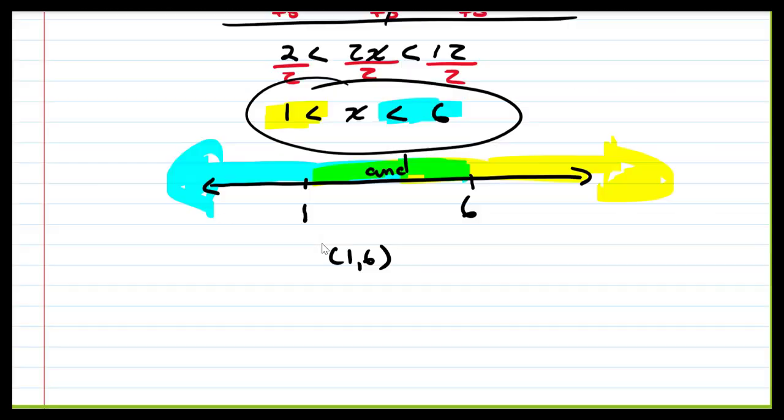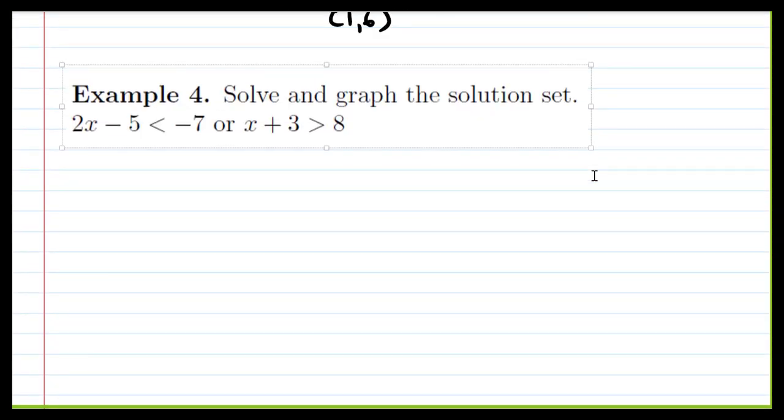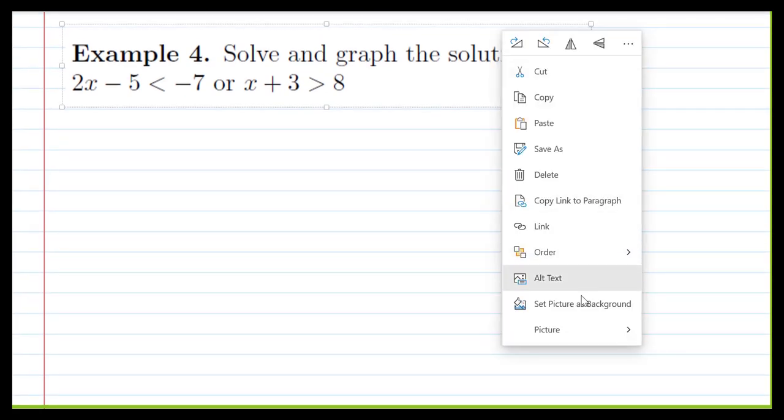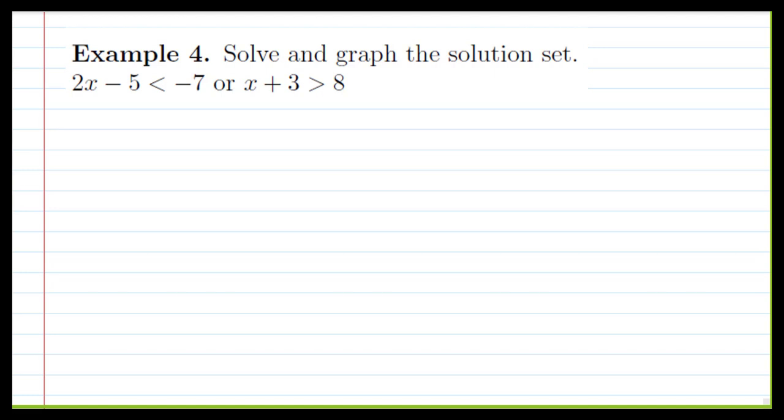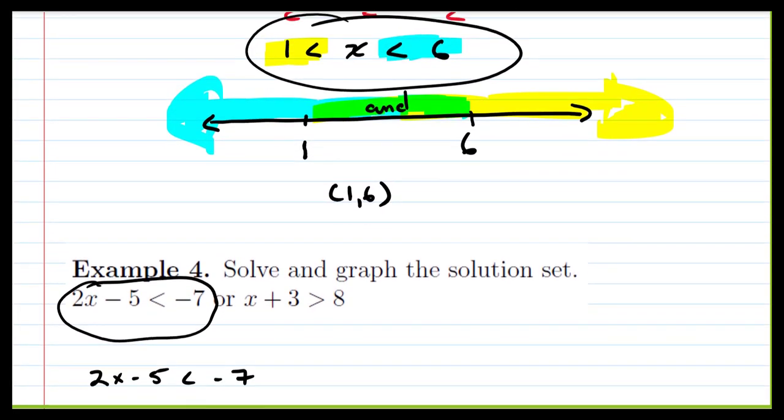So to resolve an OR type, we basically are going to solve each of them separately and then just put the two solutions together. So when resolving an OR type, we're going to just focus on each part separately. So if we just look at 2x minus 5 is less than negative 7, we're going to solve it just the way that we did.